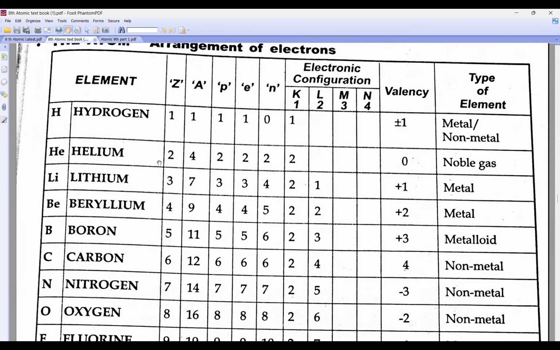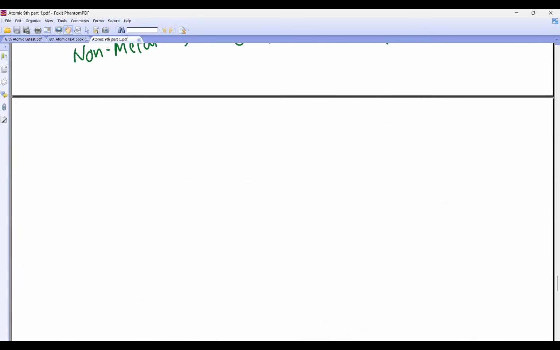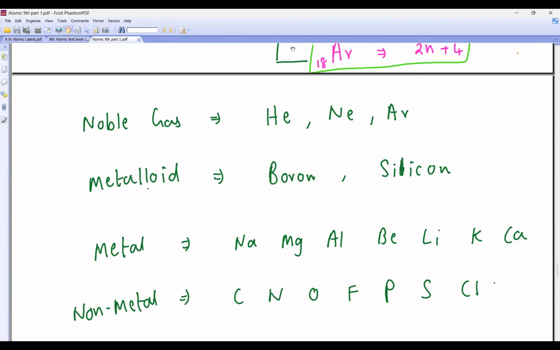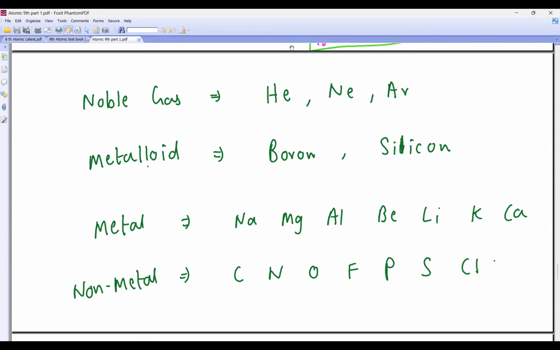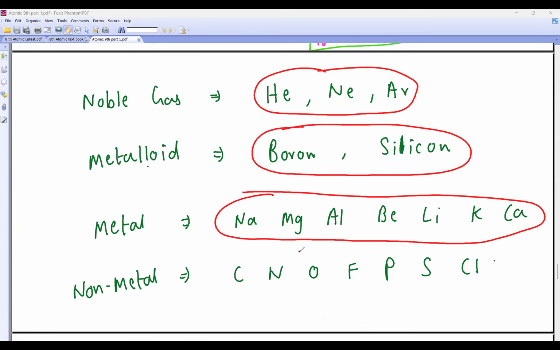Beta, this is the electronic configuration. Remember, in this I have given the valency. Now, in the first 20 elements, which are the noble gases? Helium, neon, argon. Which are the metalloids in the first 20? Boron and silicon. Which are the metals in the first 20 elements? Sodium, magnesium, aluminum, beryllium, lithium, potassium, calcium. And the non-metals. Is this clear? Yes, sir.